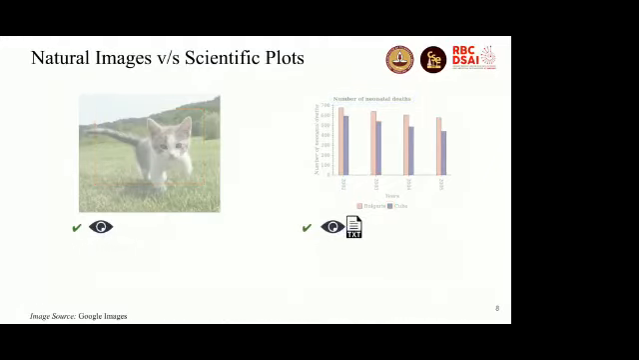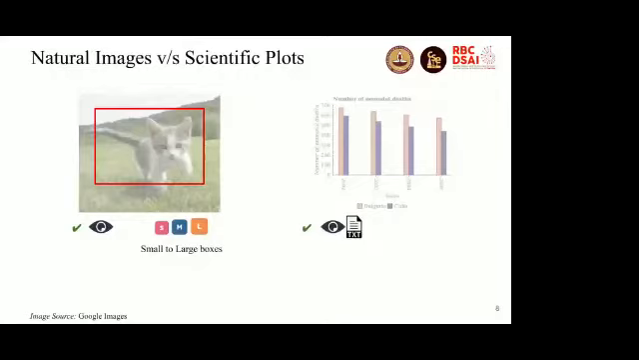The second difference has to do with the aspect ratio, or the sizes, of objects that you find in natural images. In natural images, you would find what I would call small, medium-sized, or large objects. But the aspect ratio is much more varied in the case of plots.